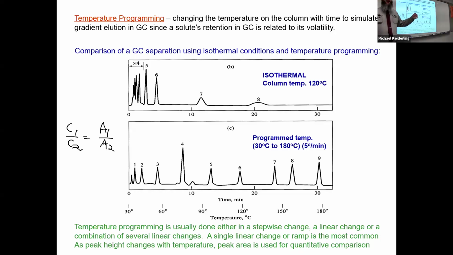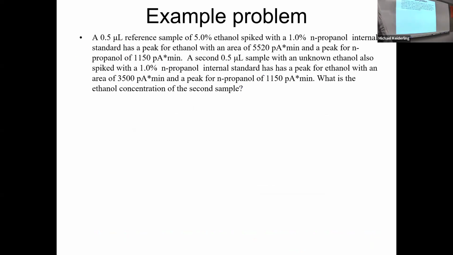This is why you use peak area instead of peak height, because you can see here this peak height is a lot shorter, but here the peak area is about the same between them. Because the conditions are changing, peak area is much better than peak height for that. Also, peak area generally represents the amount of stuff better than peak height does.